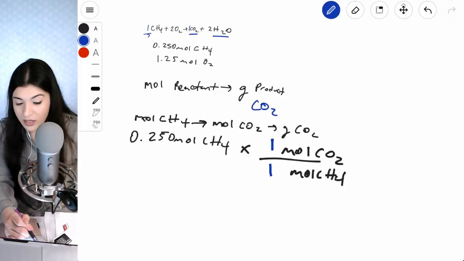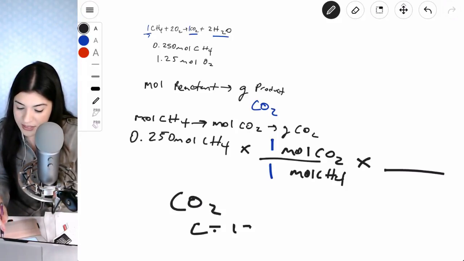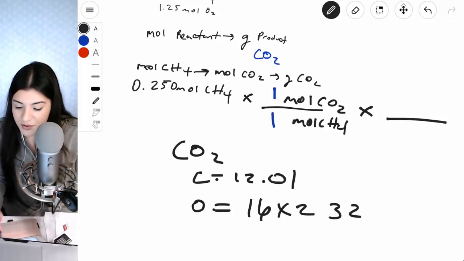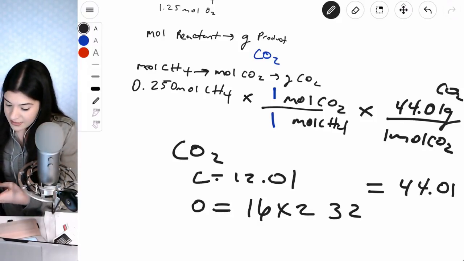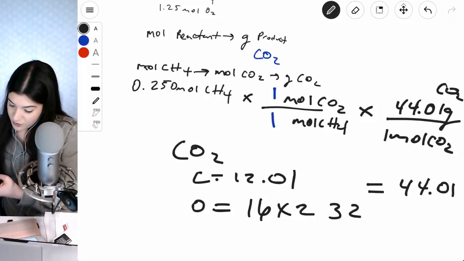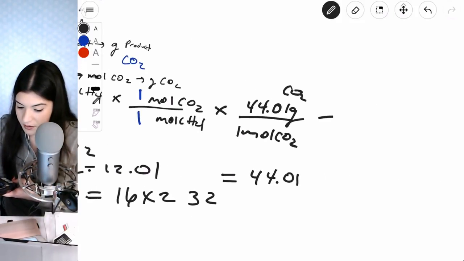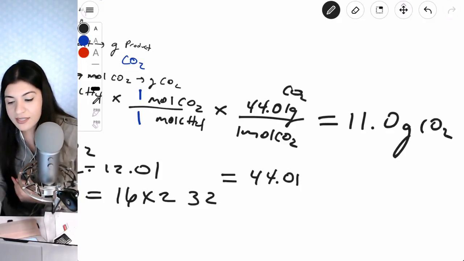I'll place that here, 1-to-1, and I'll multiply that by the molar mass of CO2, which carbon would have been 12.01, or 1 carbon, and then oxygen would have been 16 times 2, or 32. Add those two together, and that gives us 44.01, and I'll put that on top, 44.01 grams of CO2 per every 1 mole, and then we'll multiply and see what that gives us. 0.25 times 44.01 gives us 11.0 grams of CO2.